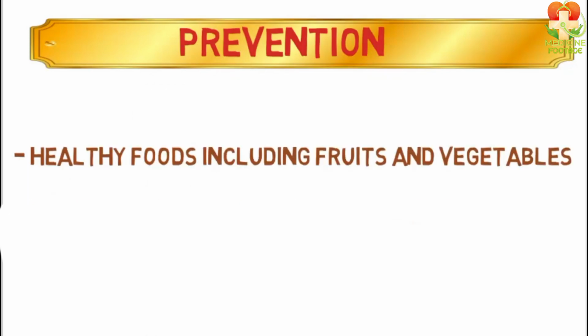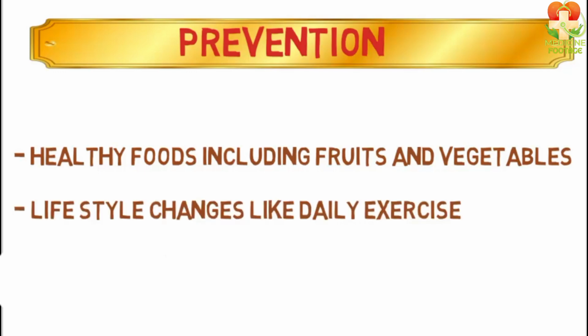Prevention of diabetes. Now, let's discuss prevention. Eat healthy foods like fruits and vegetables, and avoid spicy or junk foods like burgers and pizza. Exercise daily to maintain a healthy weight. For those who are obese, losing weight can significantly reduce the risk of diabetes. By making these lifestyle changes, we can lower the chances of developing diabetes.